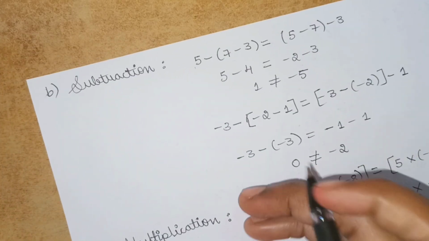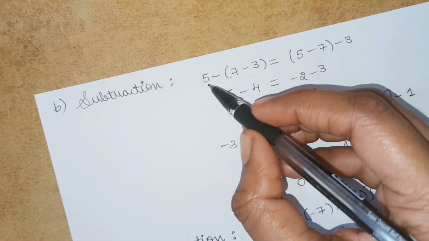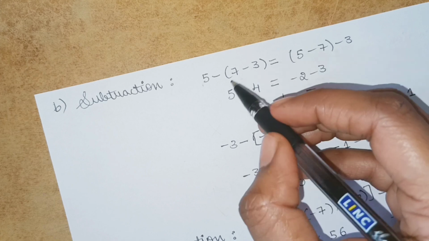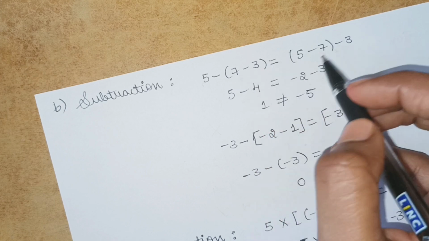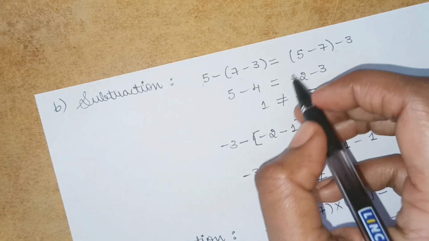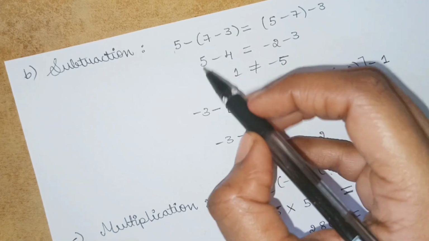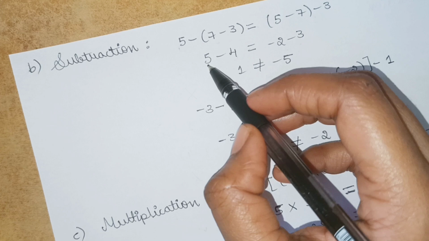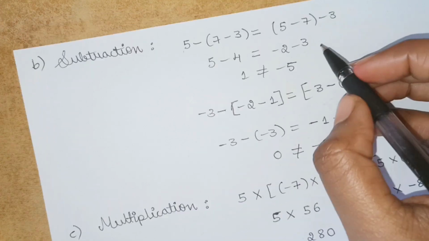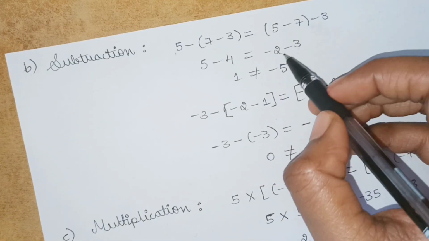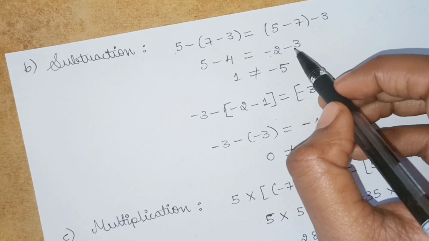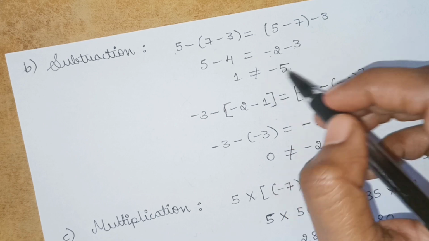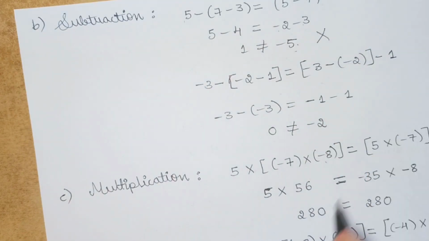Now let's move on to subtraction. We have taken 5, 7 and 3. Let's group 7 and 3 in the LHS and 5 and 7 in the RHS. Let's solve the LHS first. 5 minus is kept as it is. 7 minus 3 is 4. 5 minus 4 is 1. In the RHS, 5 minus 7 is minus 2, minus 3. Minus 2 minus 3 is minus 5. So 1 is not equal to minus 5. So it is not associative.